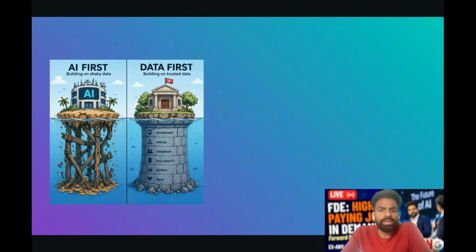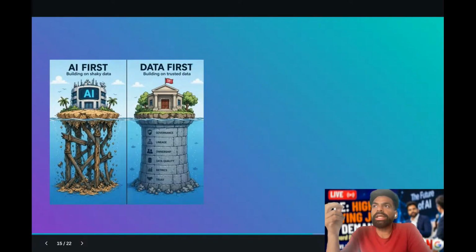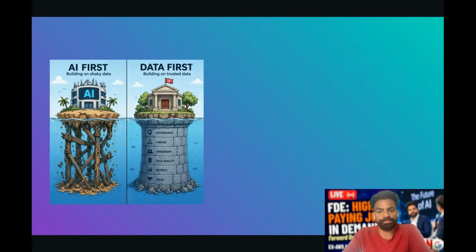There are many people posting infographics such as this, where people are building an AI-first strategy, which is really weak, versus a data-first strategy, which is understanding the pillars of how things are done. I would summarize it as context: as an FDE, you talk with stakeholders, you understand their pillars, and then build on it.